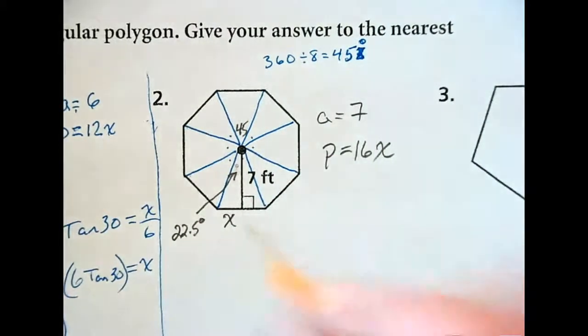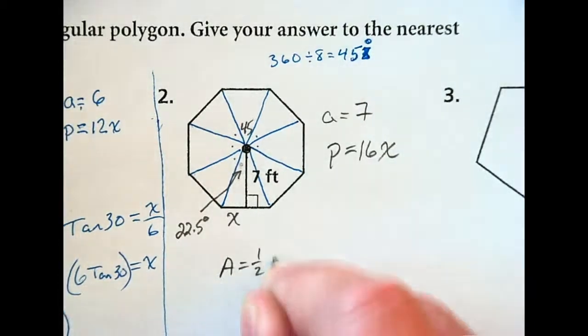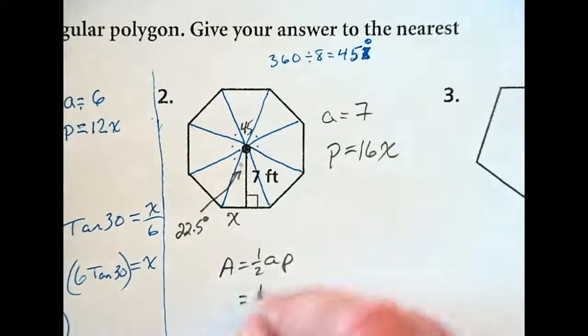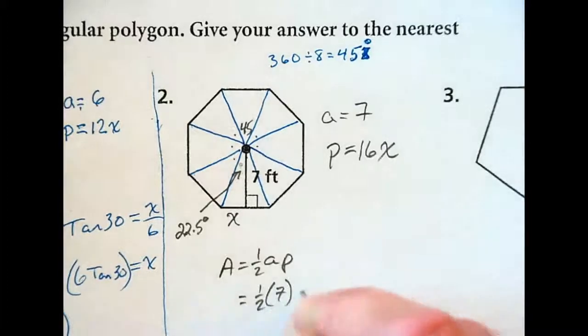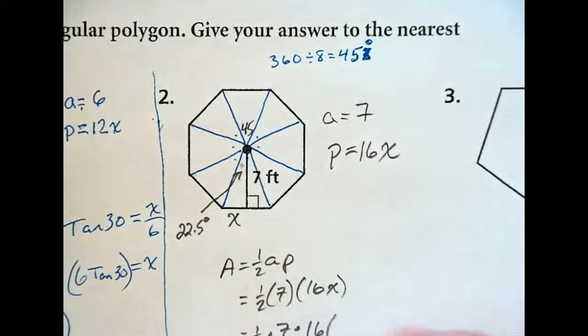How are we going to find what x is? We're using our formula A equals 1/2 AP, and we plug in our a, which is 7, and our p is 16x. We're left with that one variable of x. Okay, 1/2 times 7 times 16 times our x. How are we going to find that?